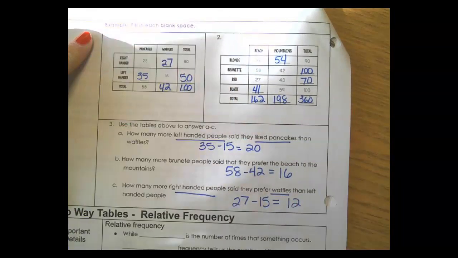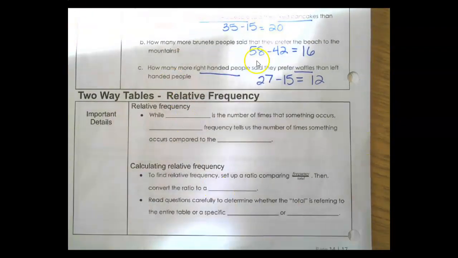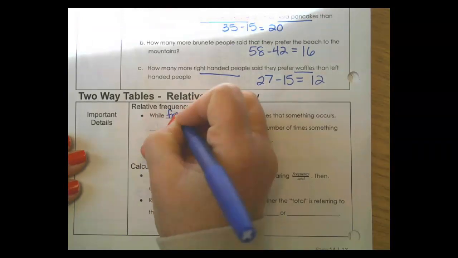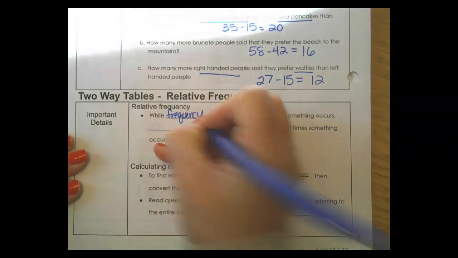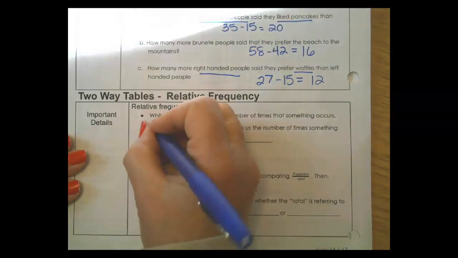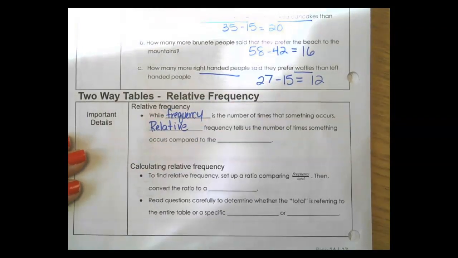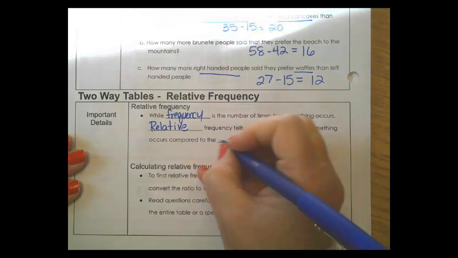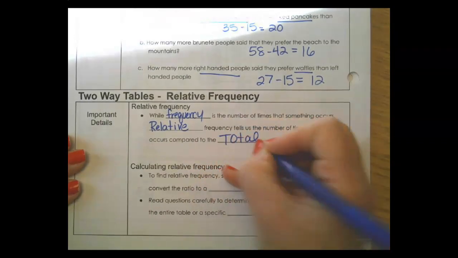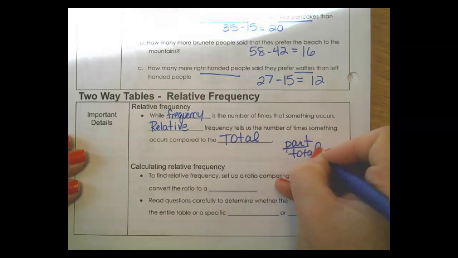All right. Now let's talk about relative frequency. This is a little bit different. Relative frequency is really making it into a percent. So while frequency is the number of times that something occurs, relative frequency tells us the number of times something occurs compared to the total. So it's almost like the part to total, and then we make it into a percent.